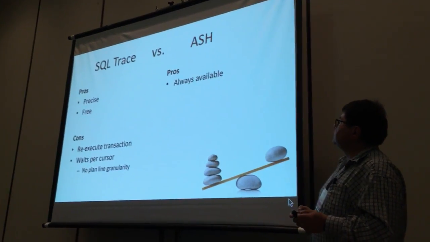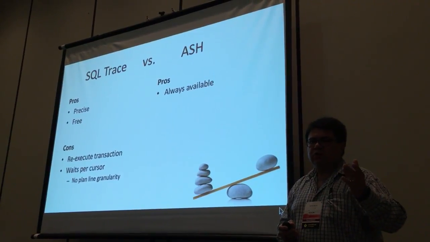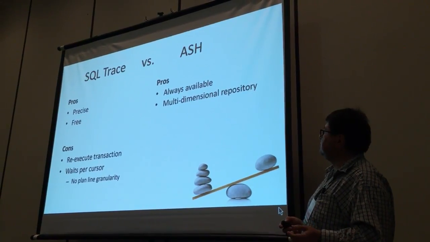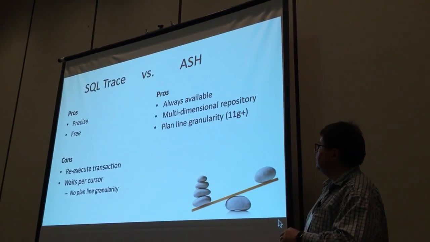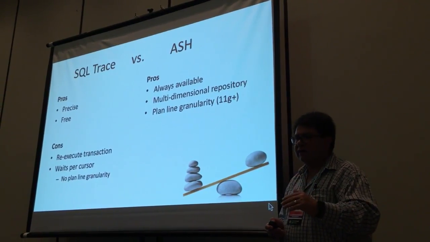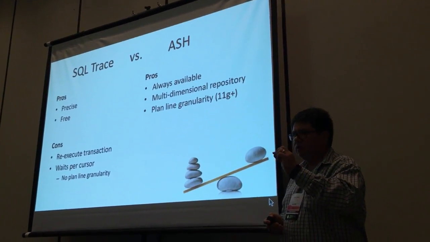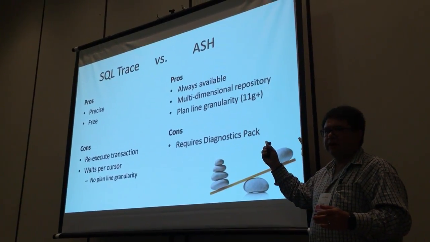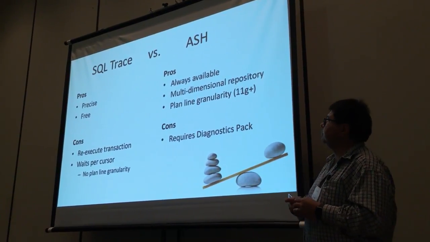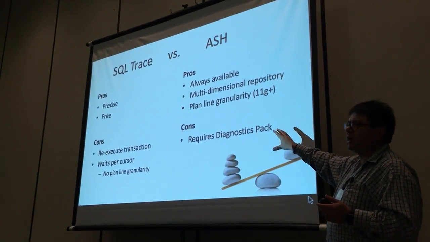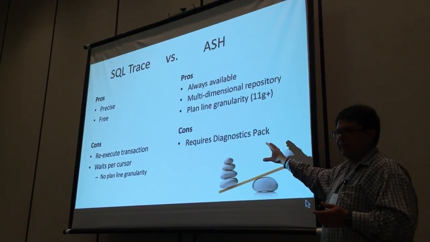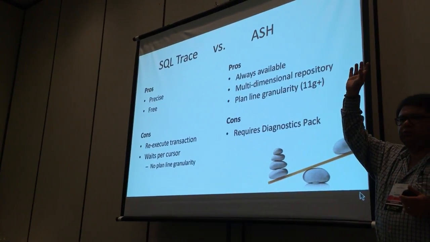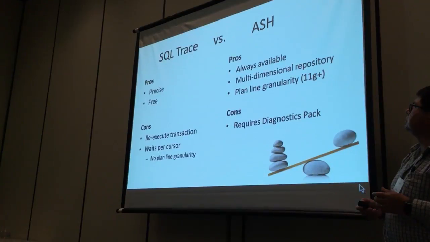Some pros for ASH: it is always available. We don't have to turn it on. It's always there, so the history is being created automatically. It's multi-dimensional, as I mentioned before. And we have execution plan line granularity, which means we can see what happened for each line. Some cons, or one con: it requires the Diagnostics Pack. With that in mind, some people prefer to use SQL Trace, some people prefer to use ASH, and some of us use both. Okay? And it's really up to you. What do you use? Who uses both for SQL tuning? Most of you guys. Good.